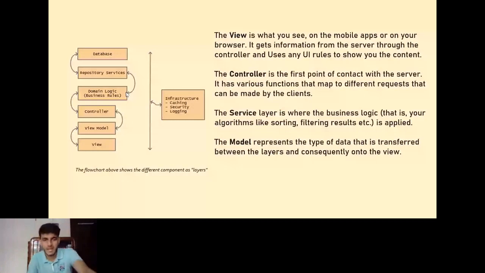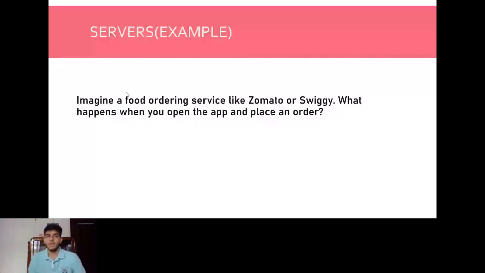So that's just a very basic idea of how a server looks like and a very basic function of what it does in the background. Now I'll give you a very practical example of it. Imagine you have a food servicing app like Zomato or Swiggy. What do you think happens when you click on the app and place an order?